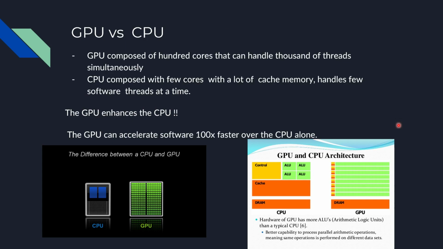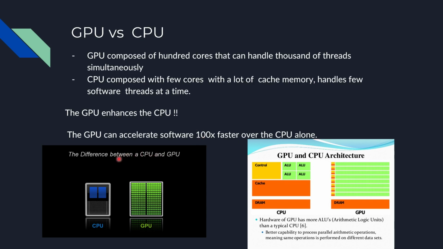The GPU versus CPU. The GPU is equipped with hundreds of cores that can handle thousands of threads at the same time. As for the CPU, it is composed of few cores with a lot of cache memory, and handles few software threads at a time. We can assume that the CPU is the brain and the GPU is the brain enhancer. The GPU can accelerate software 100 times faster over the CPU alone.